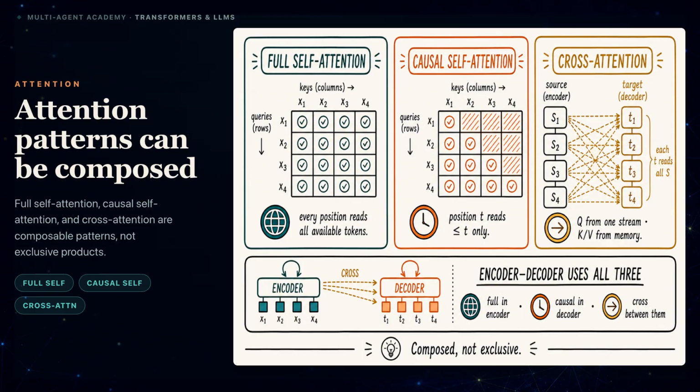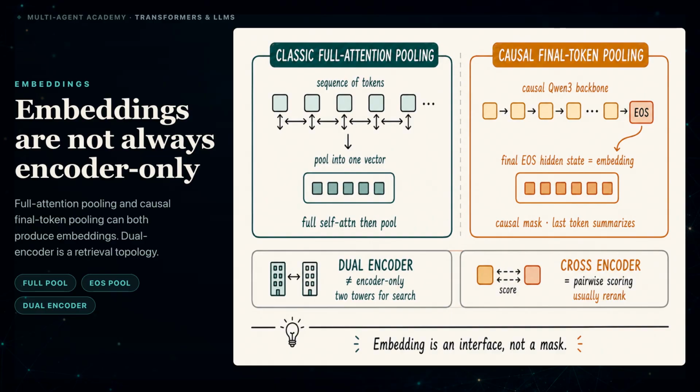Video 5 covers attention scoring in more depth. For now, focus on where each pattern gets its information. Embeddings show why the old labels are not enough. Many embedding models use full self-attention, then pool the sequence into one vector. QN3 embedding takes a different path. It starts from a causal QN3 model, appends an end-of-sequence token, and uses that token's final hidden state as the embedding. Under a causal mask, that last token can still attend to everything before it.